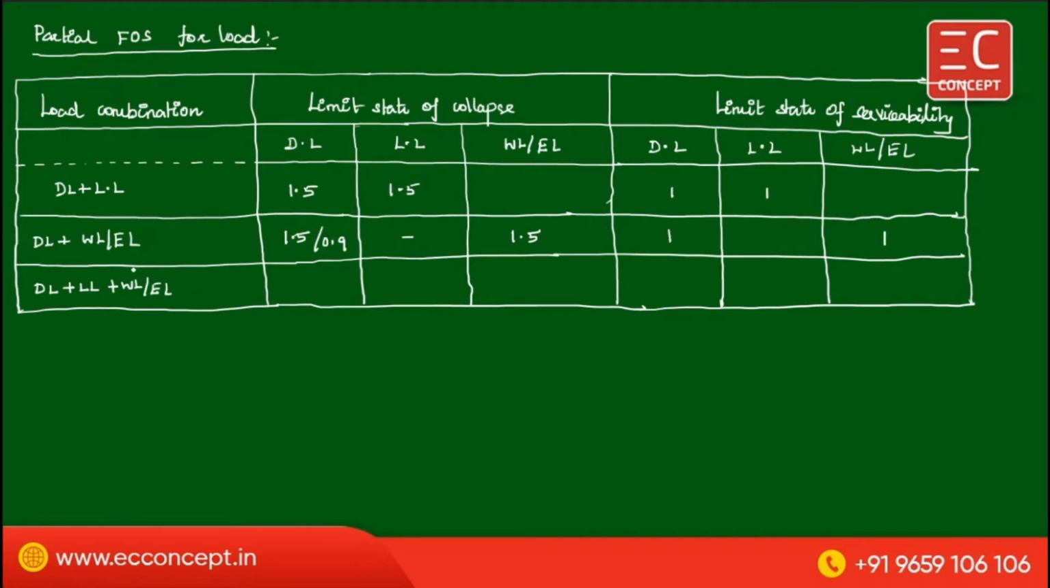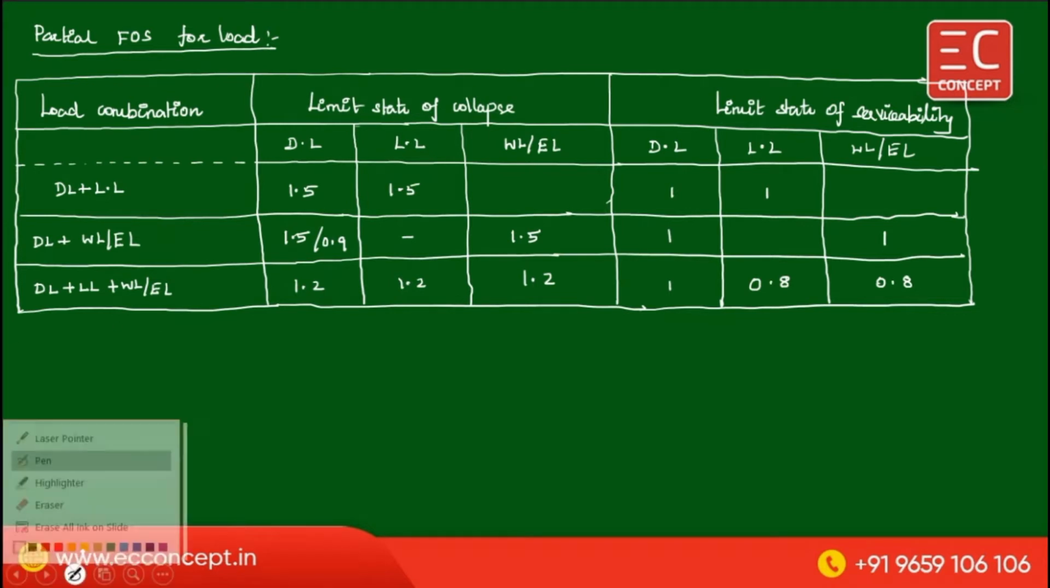Dead load, earthquake load, wind load, so this is 1.2 entire, 1.2, 1.2, but in this case 1, 0.8, 0.8. Okay, this is the combination. Understood? Now what is the meaning of this 0.9? Okay, put note and write. I will explain this.